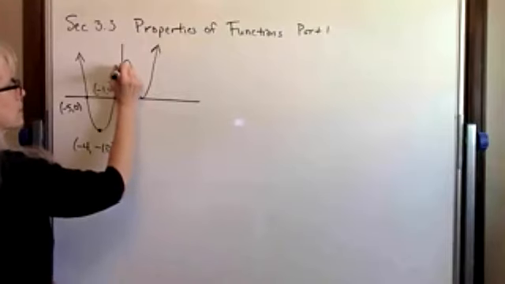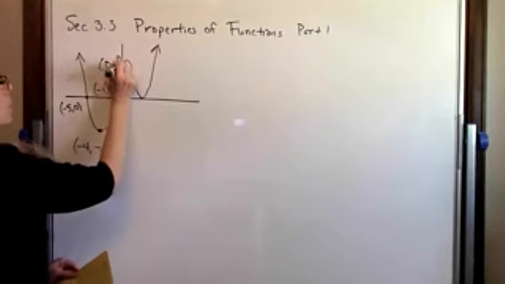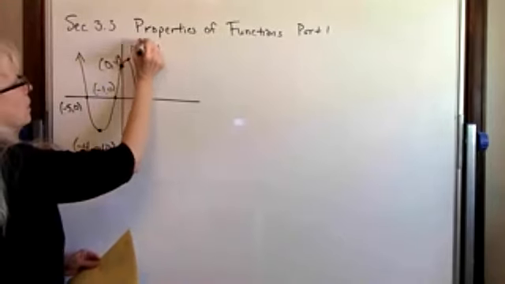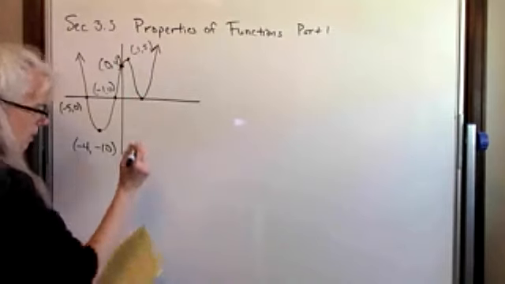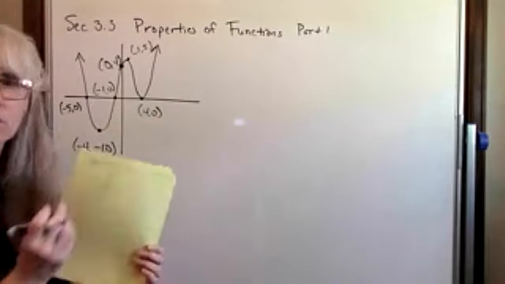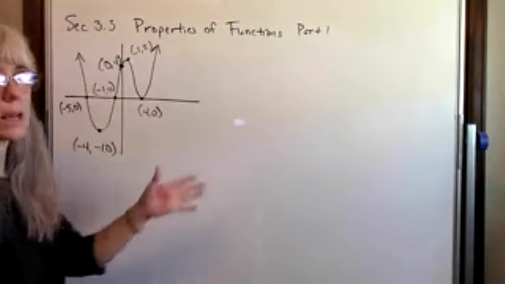So this point right here, we're going to label as 0, 4. This point up here, we're going to say is 1, 5. And then finally, this point over here is 4, 0. And I think that's everything. So take your hand out, label those points, it makes it a lot easier on us. So we're going to use this picture and answer a bunch of questions about it.